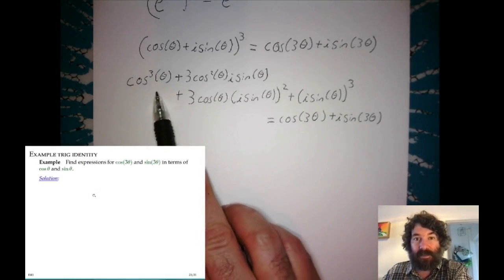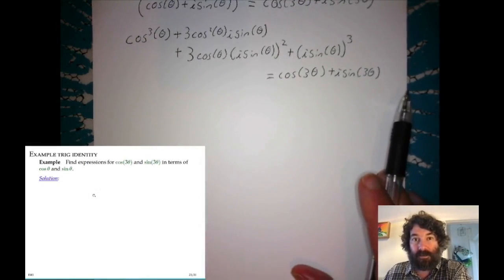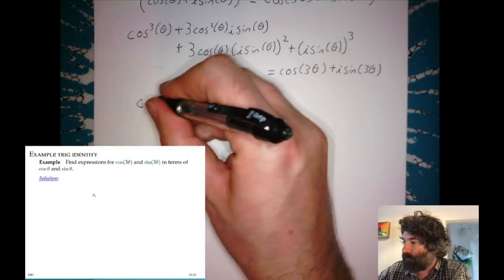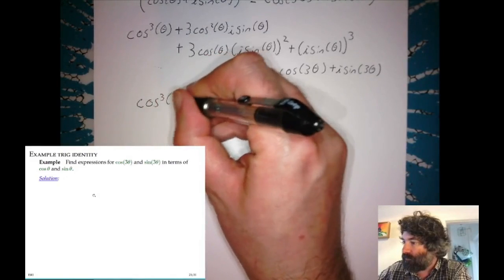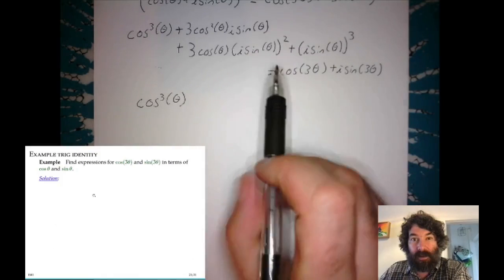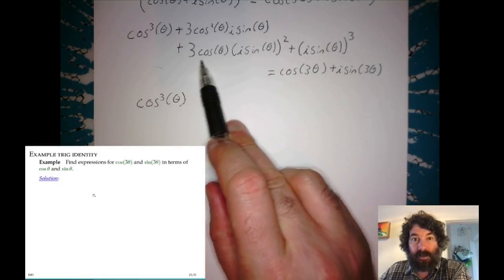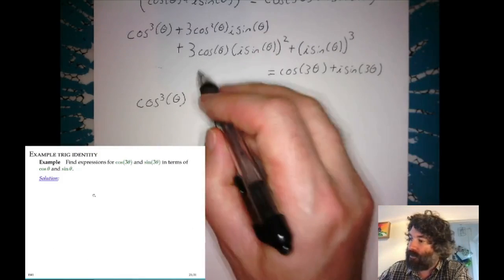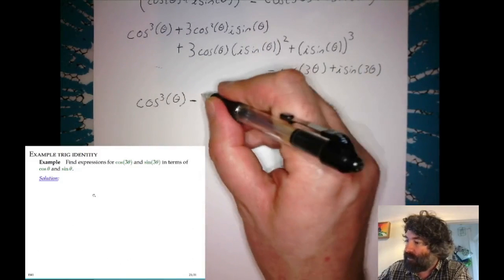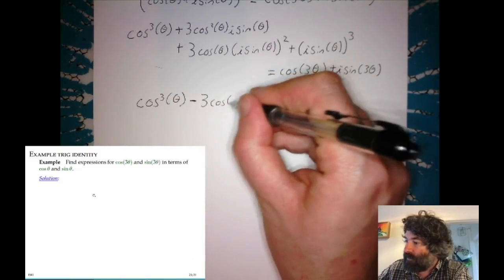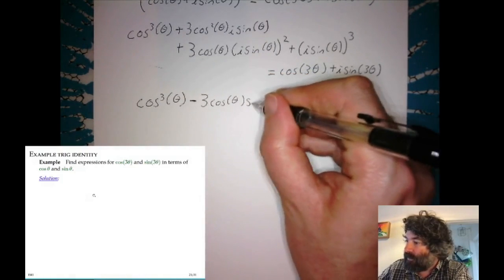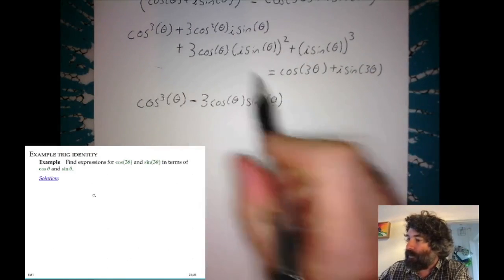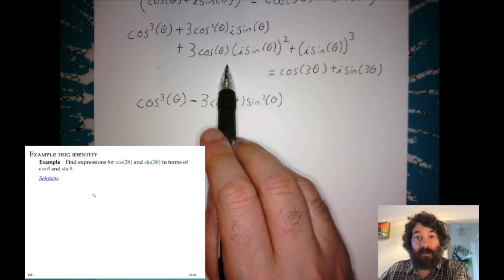So on the left-hand side here, let's collect the terms that are real numbers without the i, imaginary unit. We have cosine cubed, that's a real number. And then we have this one, 3 cosine times i squared times sine squared. And the i squared is -1. So this term becomes -3 cosine of theta sine squared of theta. And that is the real part. This term and this term, those are the ones that are real numbers.